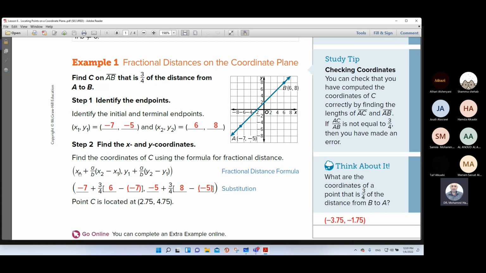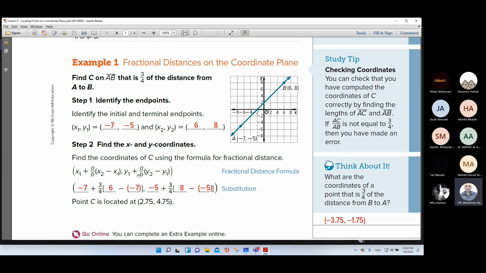What is the formula? x1 plus A over B multiplied by x2 minus x1, and y1 plus A over B multiplied by y2 minus y1. Then substitution. What is x1? Minus 7. What is the ratio? 3 over 4. What is x2? 6. What is x1? Negative 7. Then go to the second part. What is y1? Negative 5. So write negative 5.